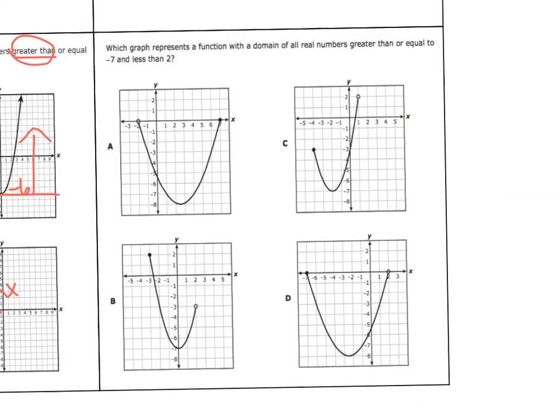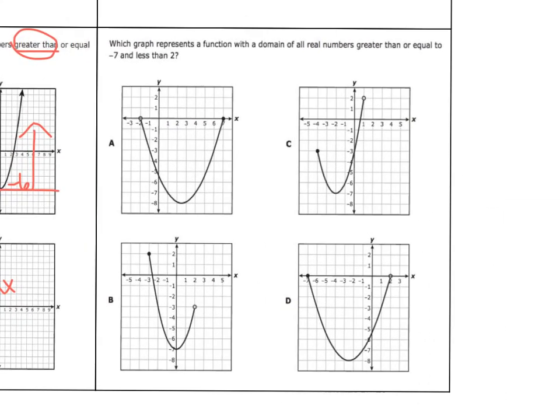On the last one, it says this, which graph represents a function with a domain, x, of all real numbers greater than or equal to -7 and less than 2. So that means we're going to start on the left side at -7 and go to the +2. This one goes from -2 to +7. That can't be it. Has the numbers switched around.